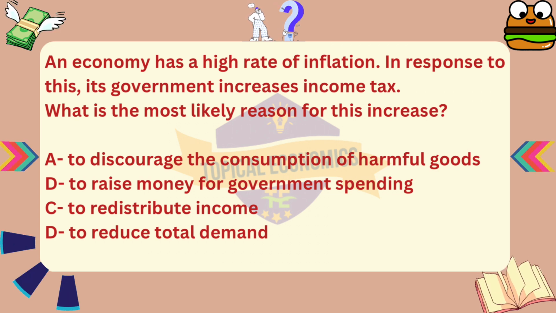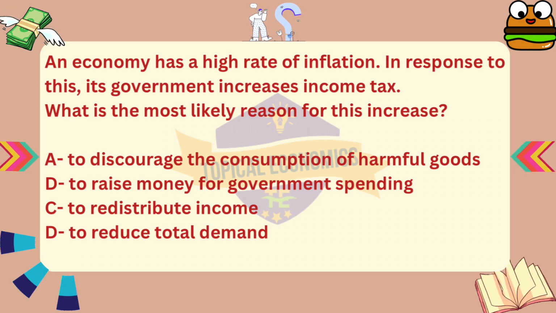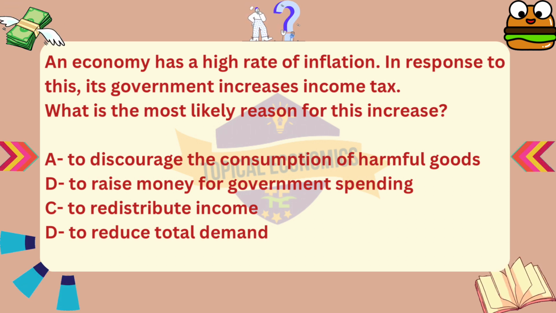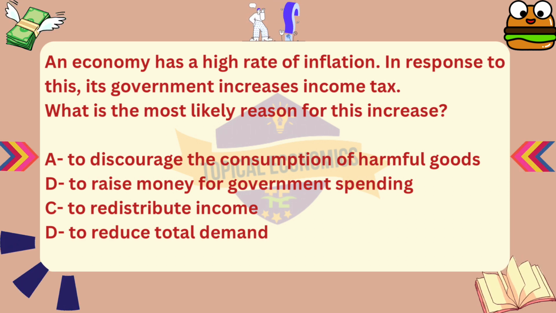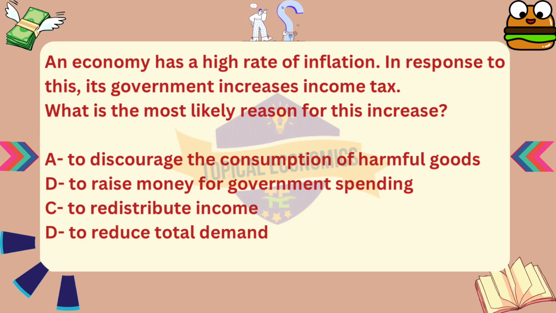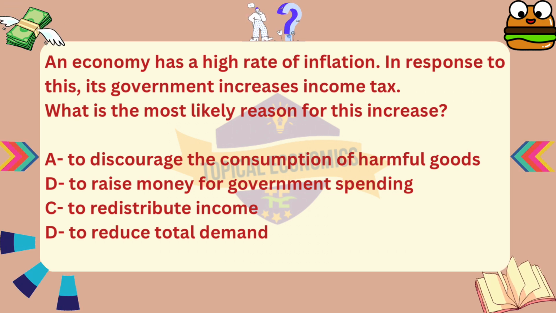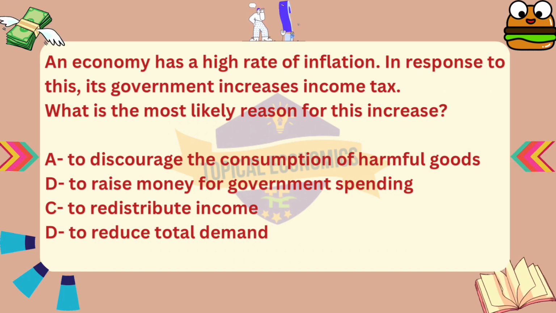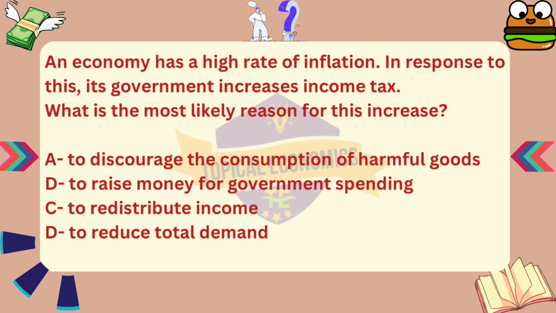While the other options are related to different policy objectives. Option A, to discourage the consumption of harmful goods, is more aligned with specific sin taxes or targeted taxation policies, not a broad response to inflation. Next, option B, to raise money for government spending, could be a reason for increasing taxes in other circumstances, but in the case of high inflation, reducing demand is typically the primary goal. Lastly, option C, to redistribute income, is a possible reason for increasing taxes, but it is more relevant to social equity objectives rather than controlling inflation.